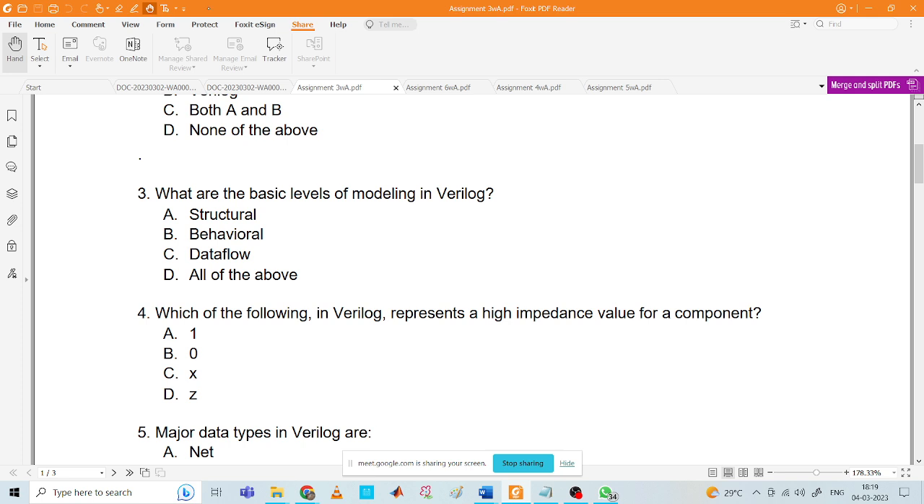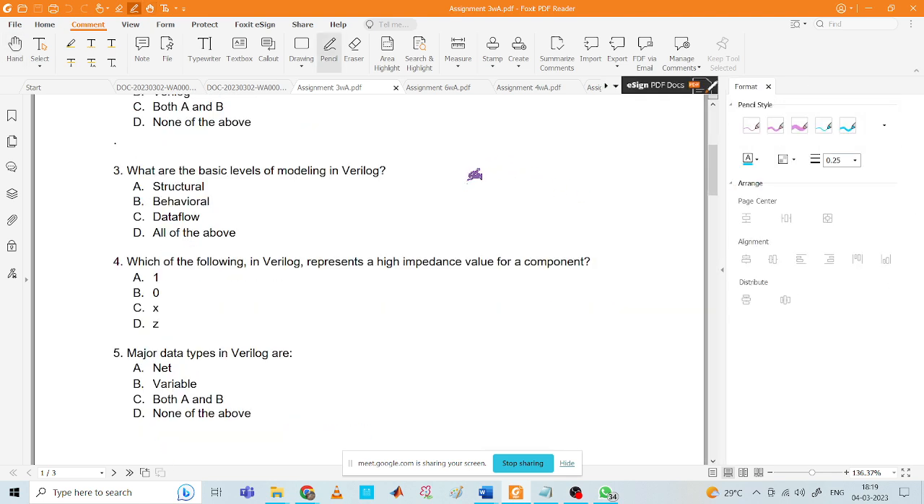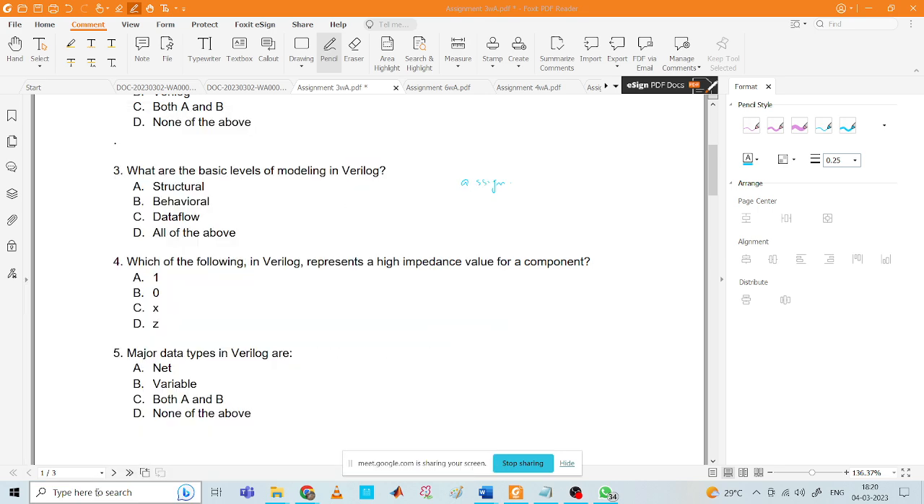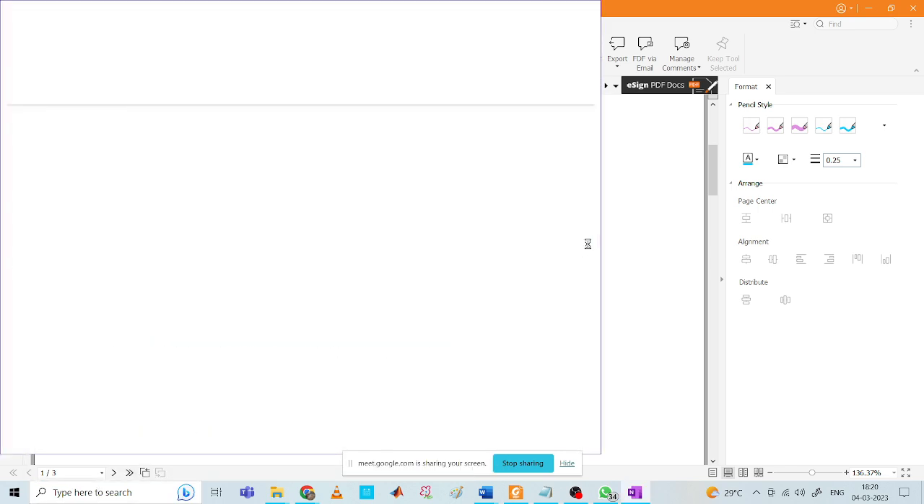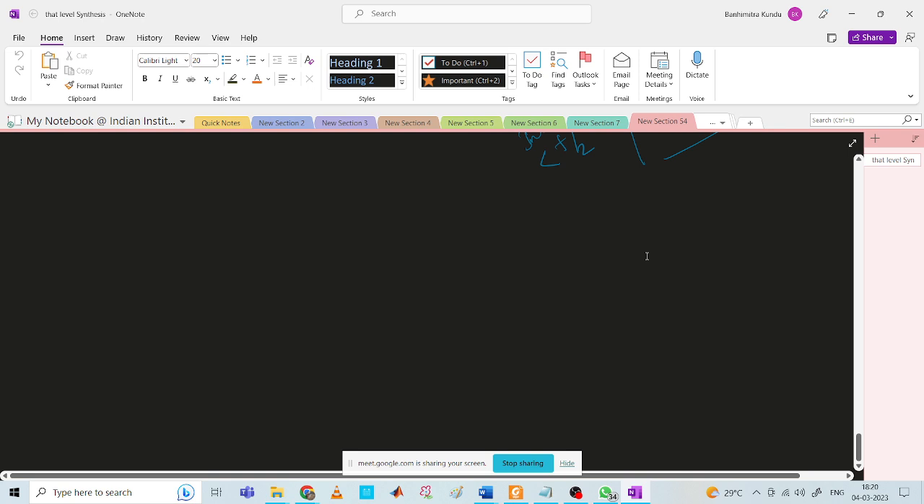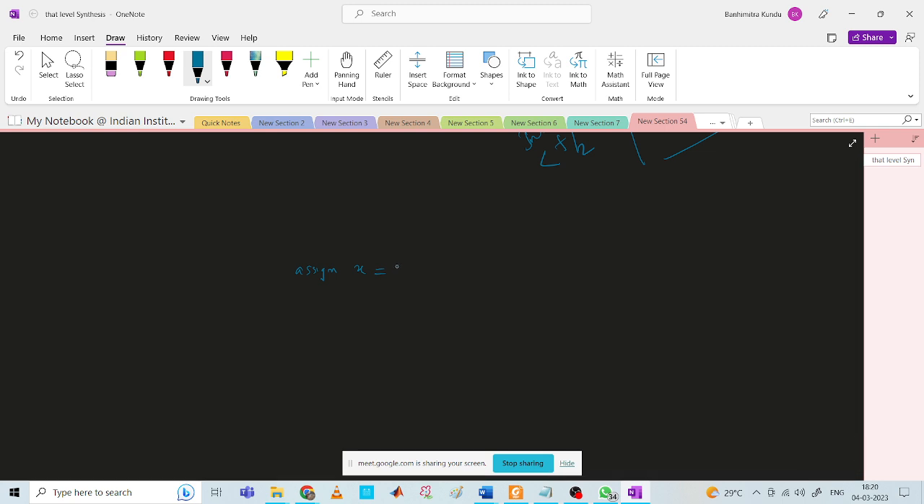Yes, so you see, when you write a code, for example, in the way assign, okay, or let me write in notepad. When you have a code like this, assign x equals to 2, okay, this is called data flow modeling.